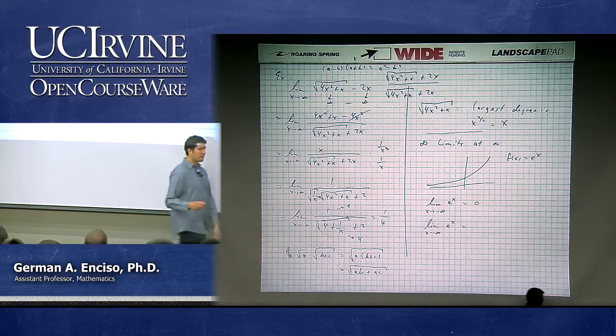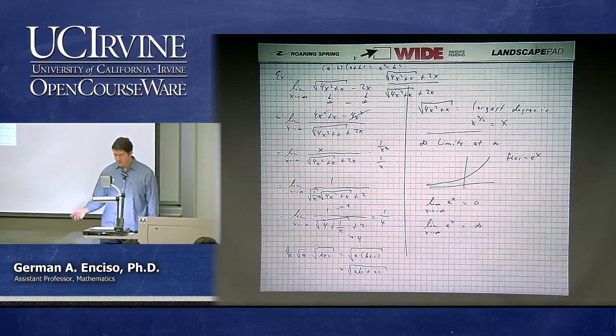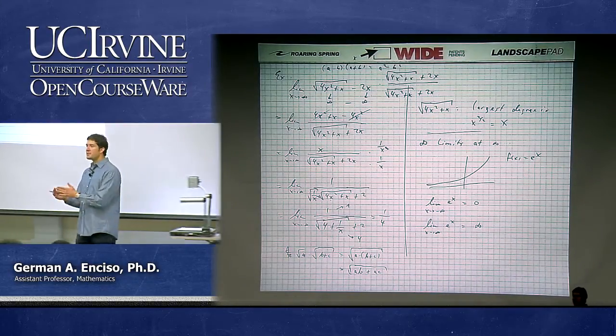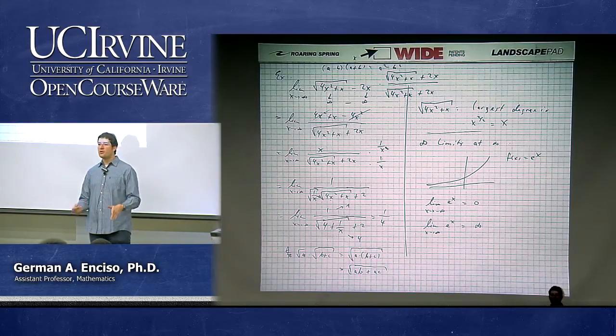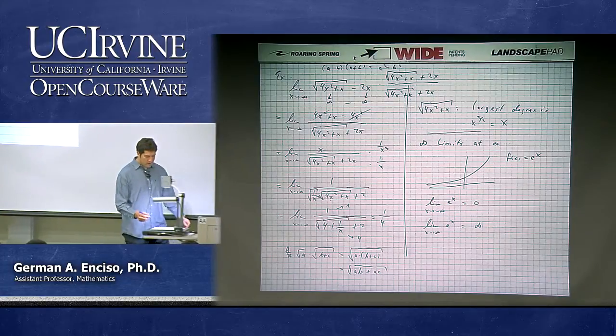This statement here, the limit when x goes to infinity of e to the x is infinity. The only thing this is saying is that as x becomes really, really large, e to the x becomes really, really large. That's really all it's saying. It's a pretty easy statement to make.